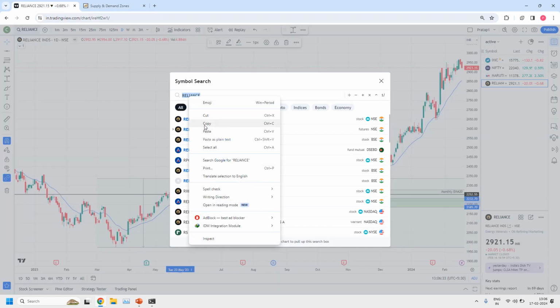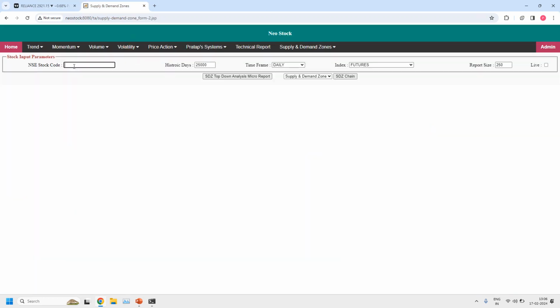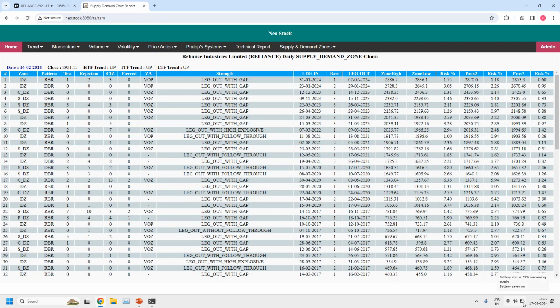Here, the stock code is Reliance. So in the daily time frame, I am generating the supply demand zone chain. That means in the daily time frame, whatever data my database has from the year 1994 till date, it will list how many possible demand and supply zones there are. I just clicked. It is a costly operation and takes time for processing, and moreover, it is running on battery.